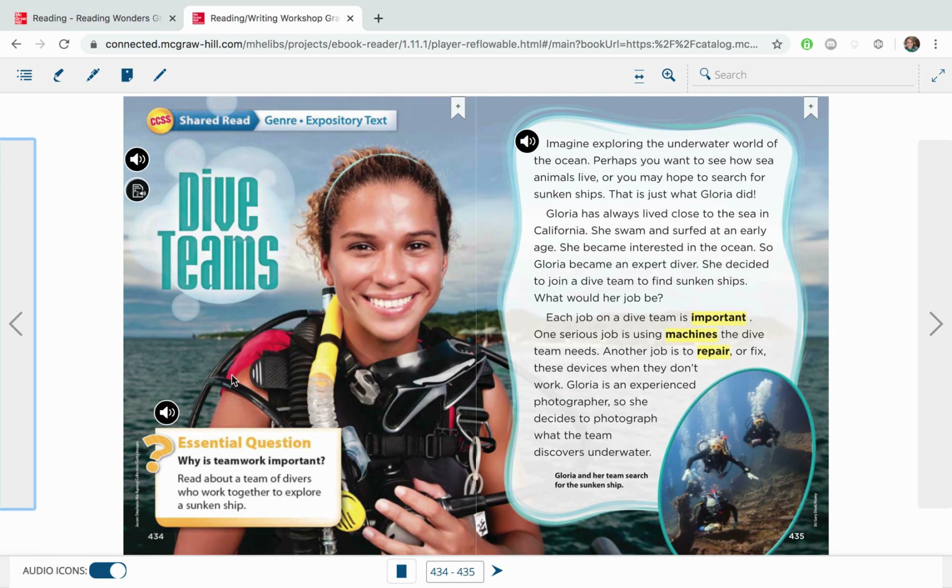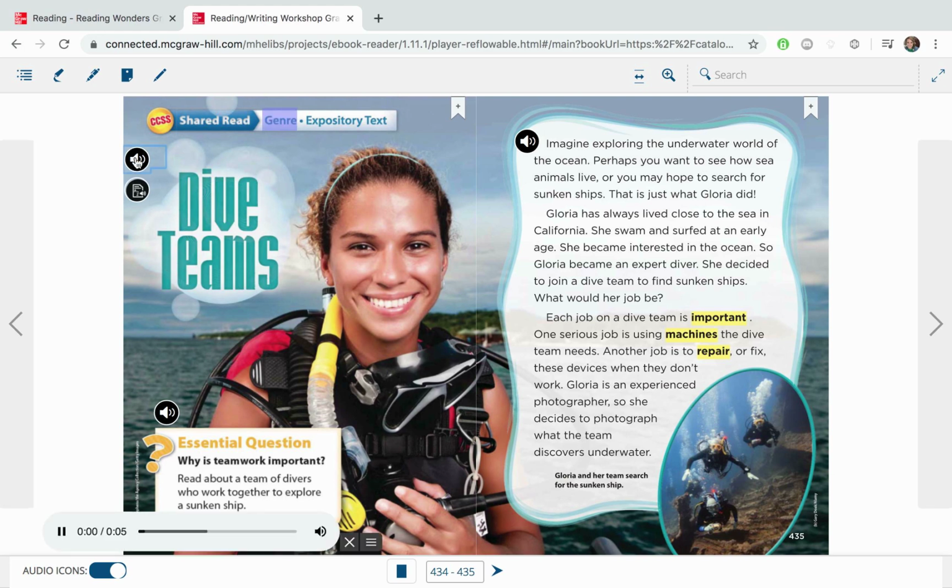Dive teams. You'll see the photographs. It's expository text right up here. The one thing that we want you to make sure you understand is text features like the map. You can't ignore them. They have tons of information. That's why they're there. So that's why the exit ticket is focused on that text feature of the map for this story. Remember, your essential question to think about is, why is teamwork important? And here we go with dive teams. Genre: expository text. Dive teams.